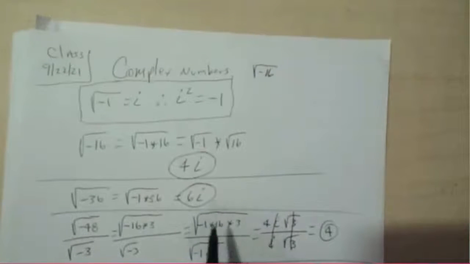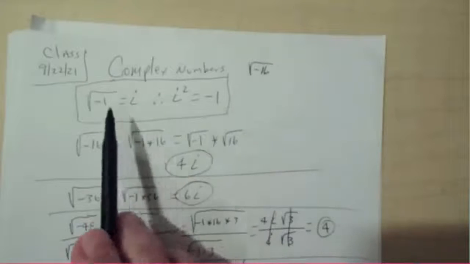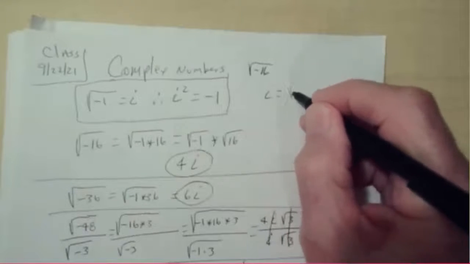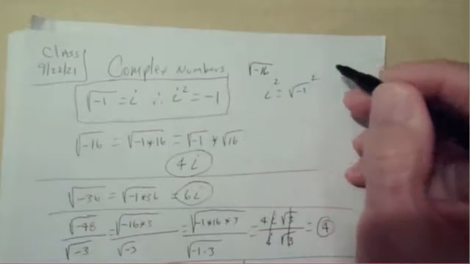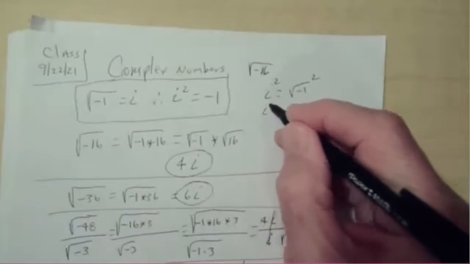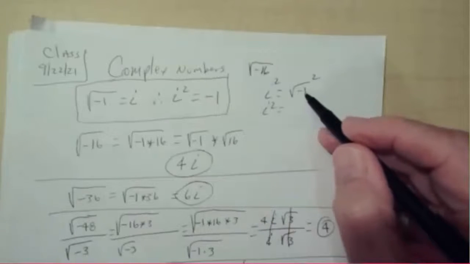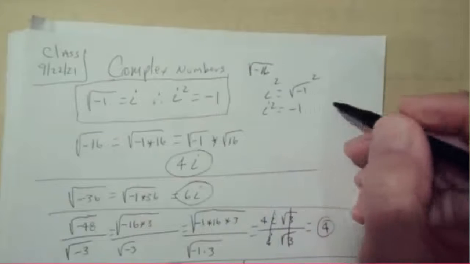Okay, the other part of this is i squared is negative 1. Because if we have i equals the square root of negative 1, if we square both sides, then i squared equals the square root of negative 1 times itself, which is negative 1.